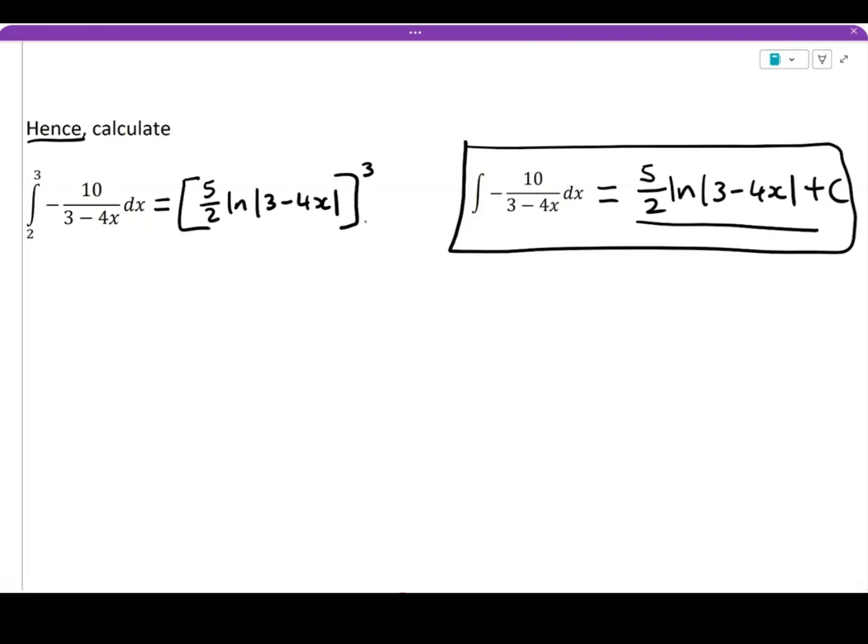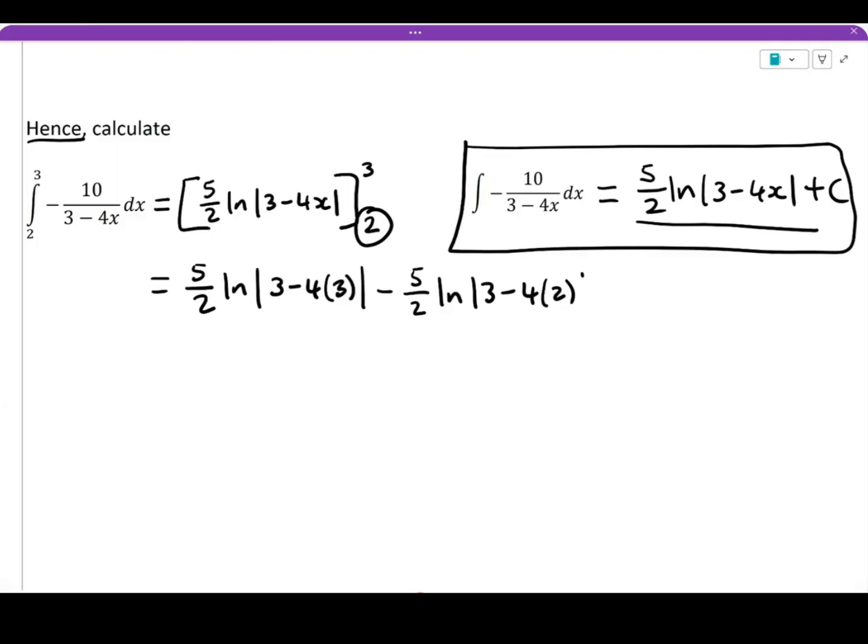So let's start substituting my limits in. I would get 5/2 ln of the modulus of 3 subtract 4 multiplied by my upper limit, which is 3, and then I close my modulus symbols. Then I'd write subtract, and then 5/2 ln of the modulus of 3 subtract 4 multiplied by my other limit, which is 2. So I'm going to sub that in there and close our modulus symbols. Now let's have a go at simplifying. So we'd have 5/2 ln, and then inside my first modulus symbols, 3 subtract 12 would give me -9.